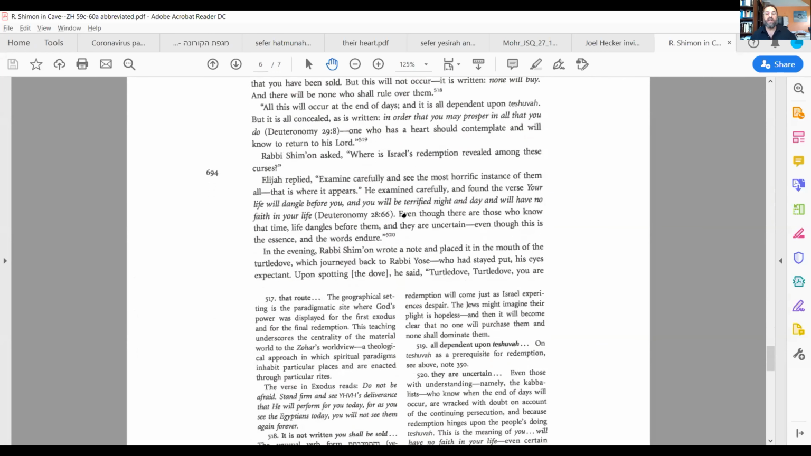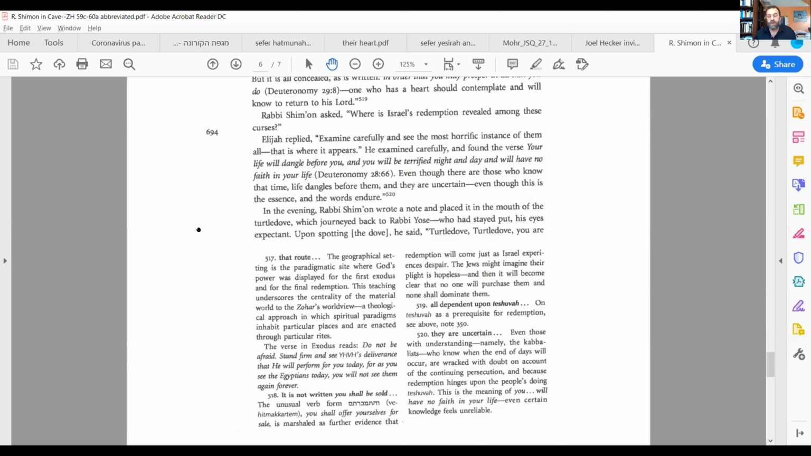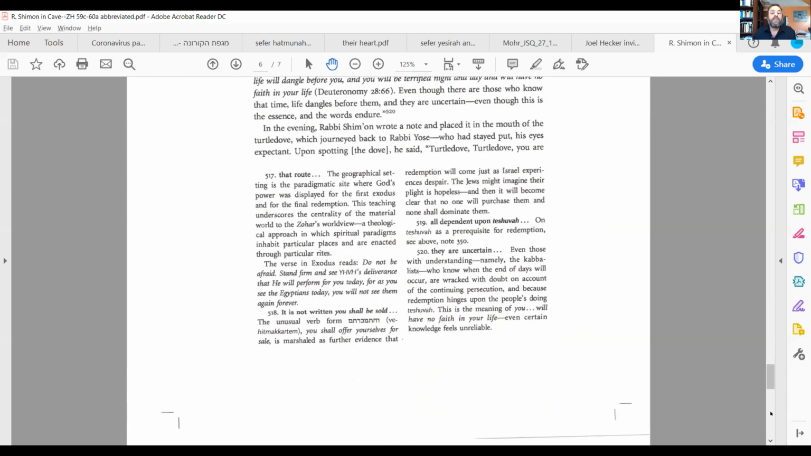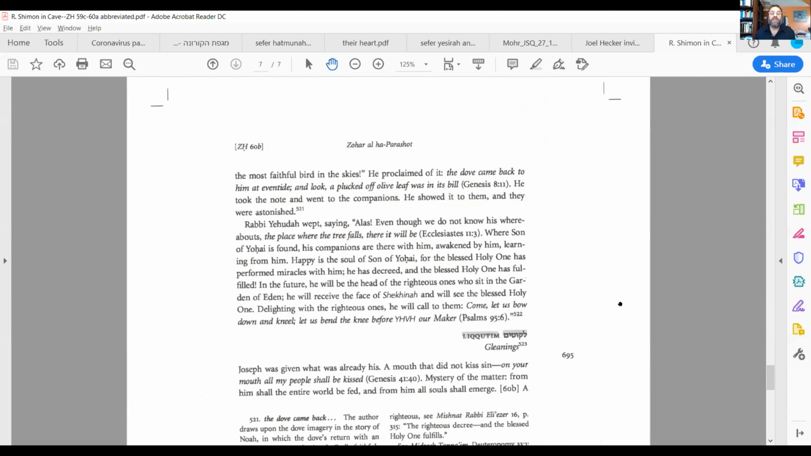After Rabbi Shimon has received the full explanation of the interpretative problem. And in this bottom paragraph, it says, in the evening, Rabbi Shimon wrote a note and placed it in the mouth of the turtle dove, which journeyed back to Rabbi Yossi, who had stayed put, his eyes expectant. Upon spotting the dove, he said, turtle dove, you are the most faithful bird in the skies. He proclaimed of it. The dove came back to him at eventide, and look, a plucked off olive leaf was in its bill. He took the note and went to the companions. He showed it to them, and they were astonished.